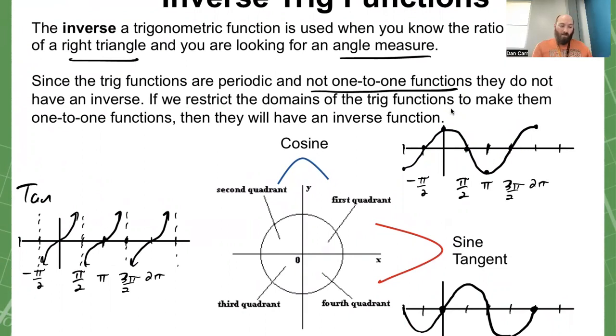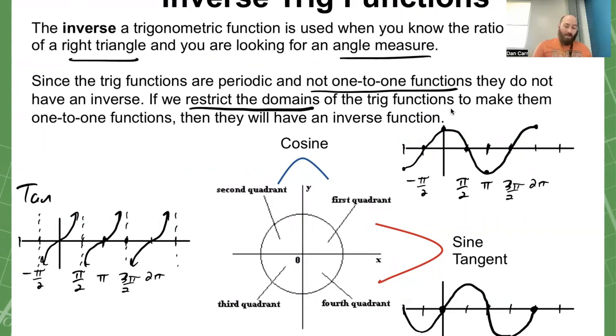To be a one-to-one function, it has to pass the horizontal line test. So if you notice, if I cross here, I've crossed multiple times. Same thing with my sine and with my tangent. So it does not pass the one-to-one test. They're still functions, but they're not one-to-one. But if we restrict the domains of the trig functions, we can make them one-to-one.